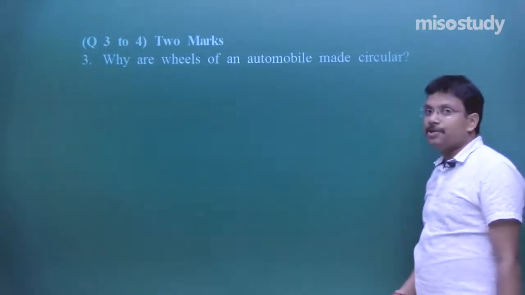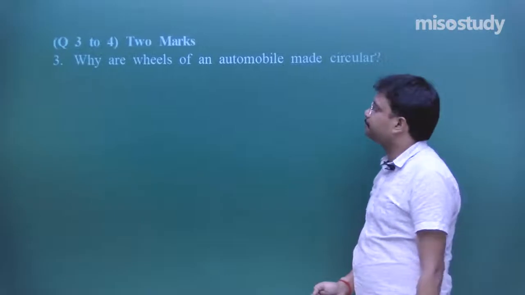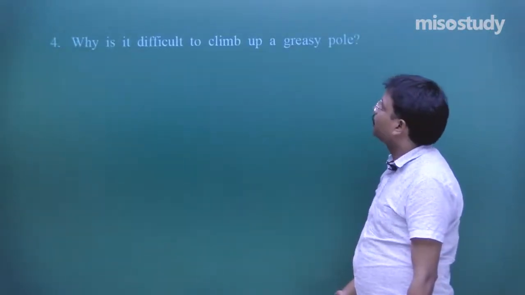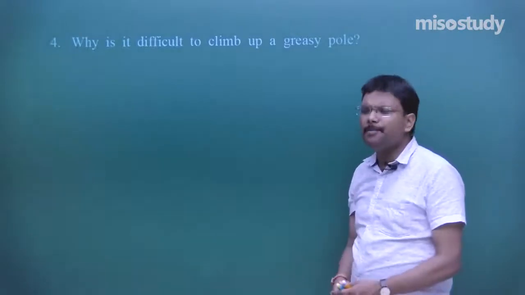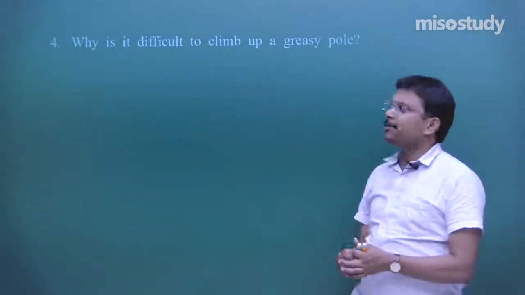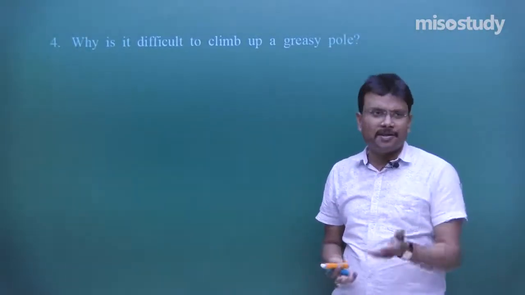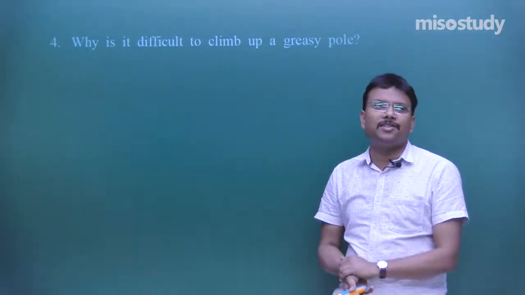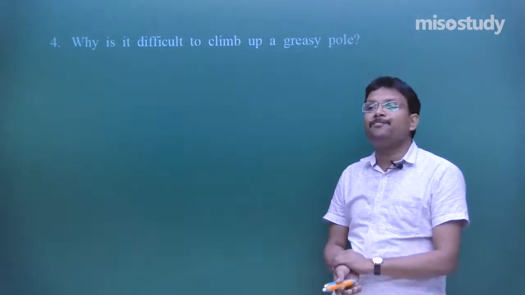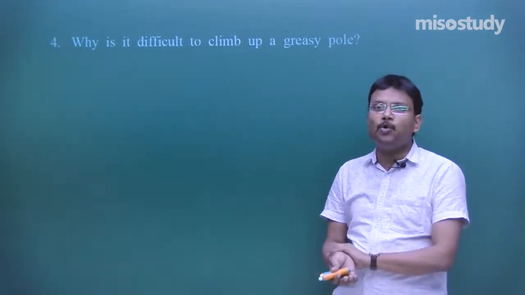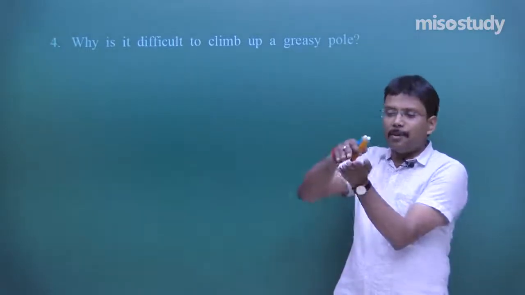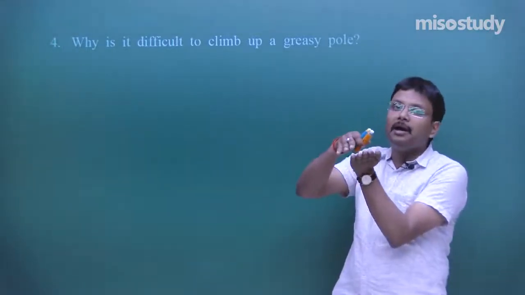Then comes question number 4. Okay, again for 2 marks. Why is it difficult to climb up a greasy pole? Greasy pole means, let's say you have some oil or grease. Grease is normally a thick lubricant made up of wax and similar things, to provide lubrication or to reduce the frictional forces between two continuously rubbing surfaces.